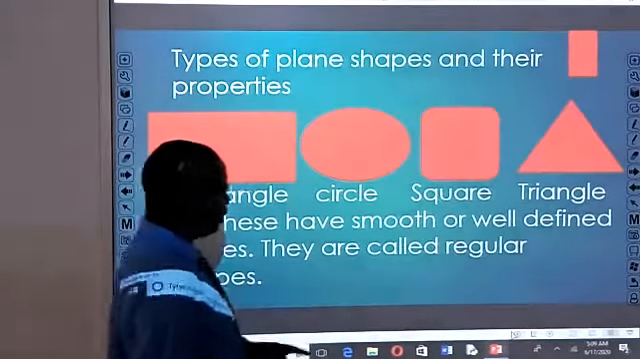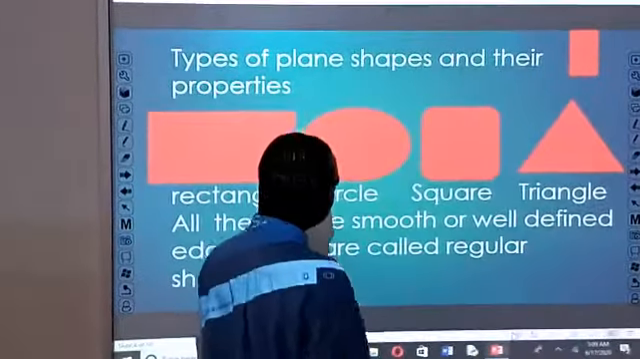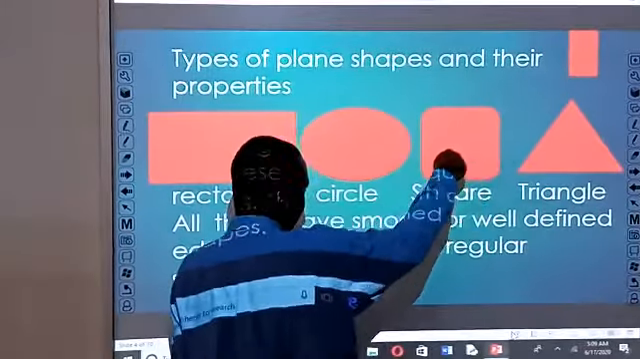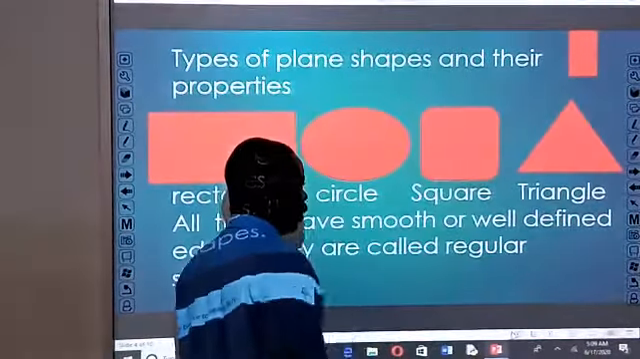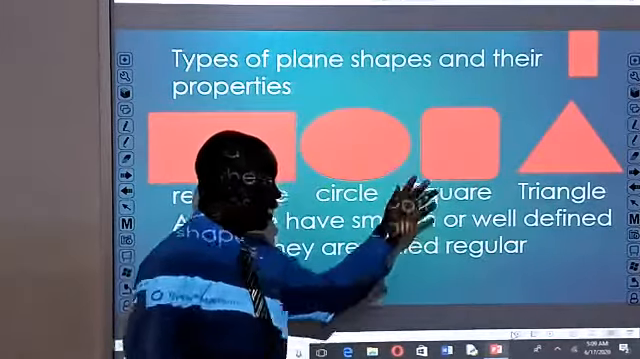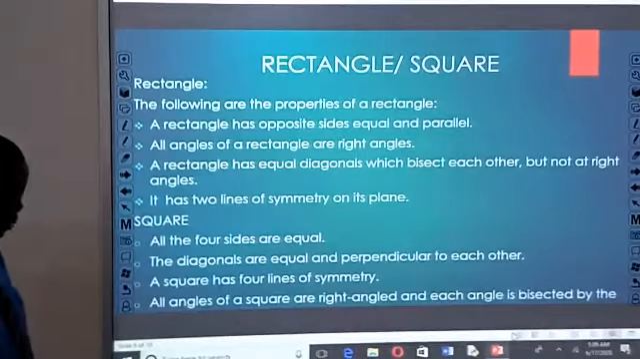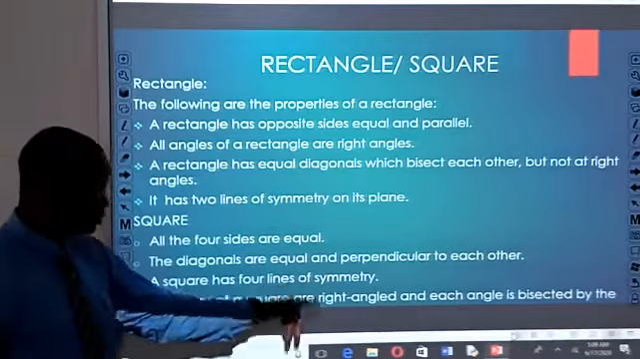Now, when you say the diagonals are equal, it shows that if you measure from here to here, and from here to here, and from here to here, they are all equal. So you can see in a square, the diagonals are equal. That's what that is telling us. A square has 4 lines of symmetry.